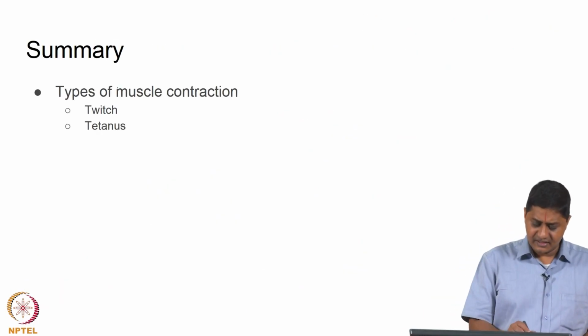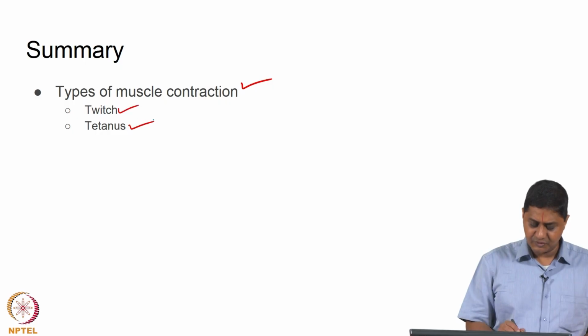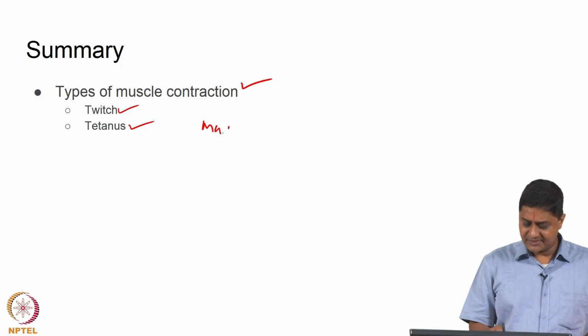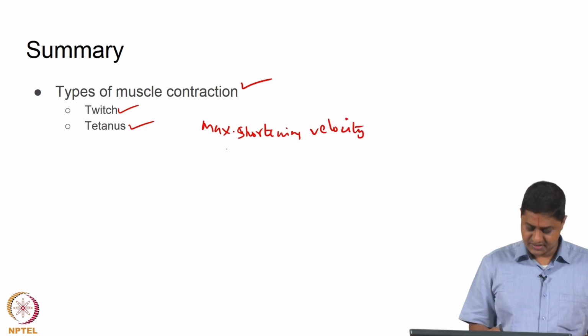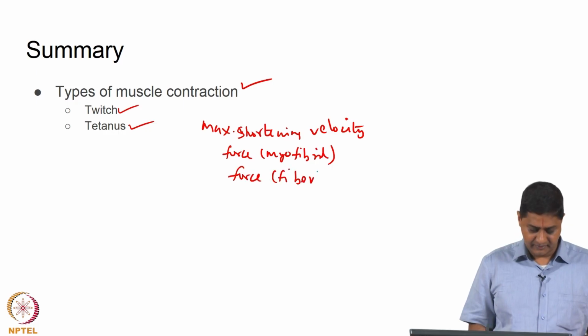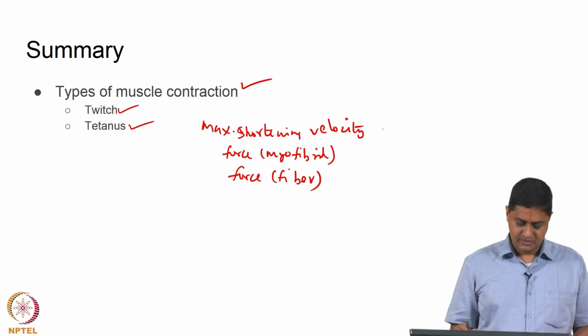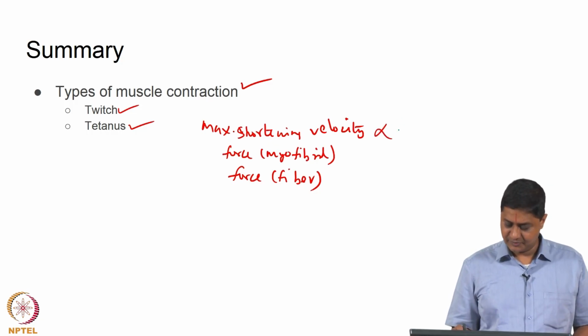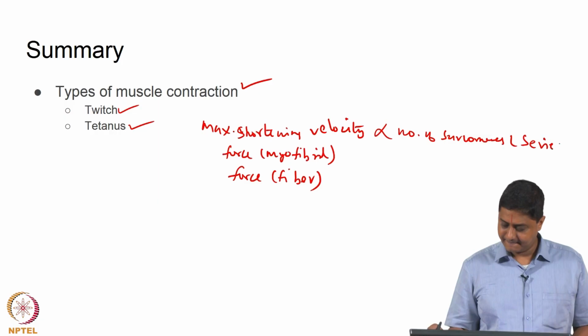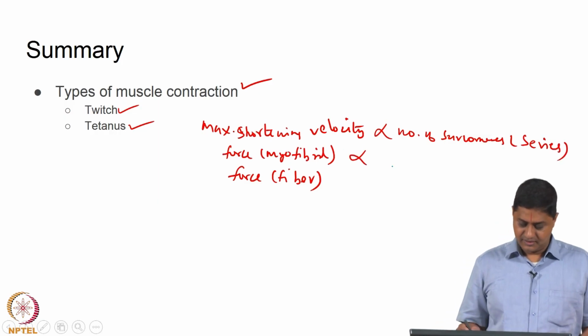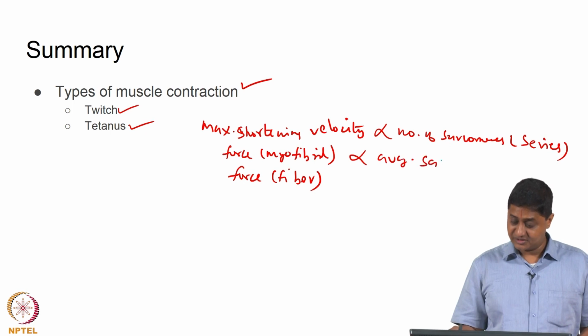So, in summary, we have seen types of muscle contractions, we have seen twitch, we have seen smooth tetanus, and we have also seen details about what causes maximum shortening velocity and what causes force of a myofibril, as in what influences that and what influences force in a fiber, etc., right. So, this is proportional to the number of sarcomeres in series. Force of a myofibril is actually proportional to the average sarcomere force, not the number of sarcomeres.